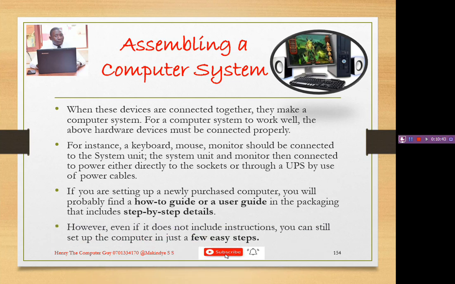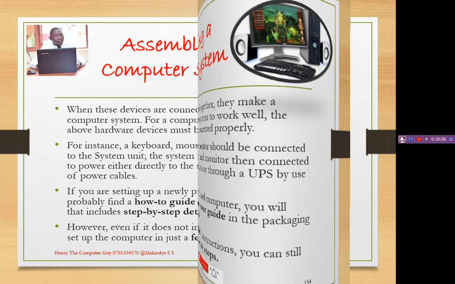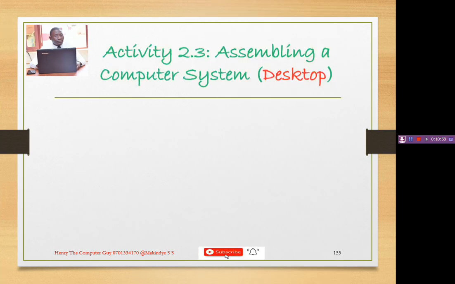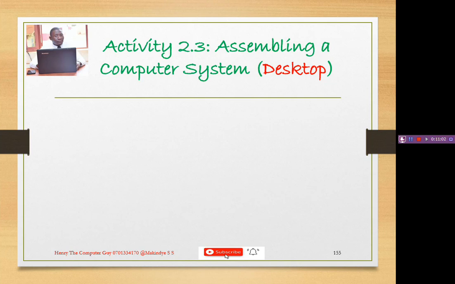However, even if it does not include instructions, you can still set up the computer in just a few easy steps. So even if you don't have that user guide, you can actually set up your computer. We continue. We have activity 2.3. Remember, we are under chapter 2 and it is activity 3. That's why they are calling it 2.3. Assembling a computer system. And in this case, we are now talking about the desktop computer. Not any other computer, but a desktop.